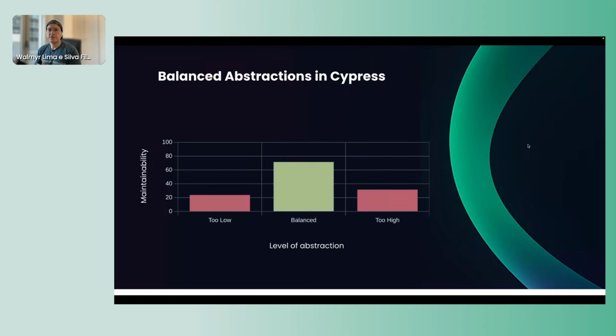So continuing on, when talking about abstractions, I created this graph. The numbers are not exact, it's just to make a point. On the x-axis, we have the level of abstraction: too low on the left, too high on the right, and balanced in the middle. On the y-axis, we have maintainability, where 0 is low and 100 is high. It's easier to maintain when it's higher, and more difficult when it's lower.